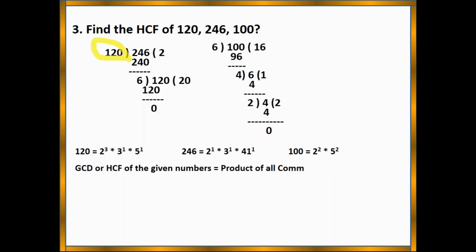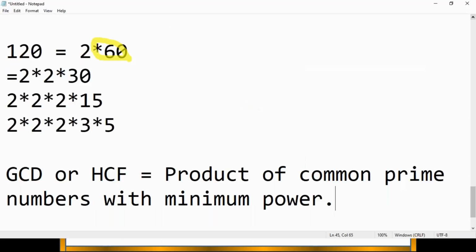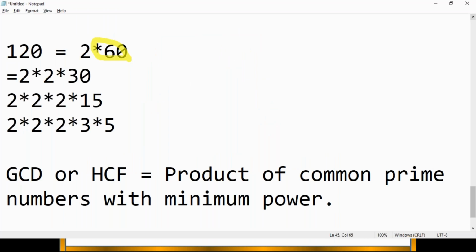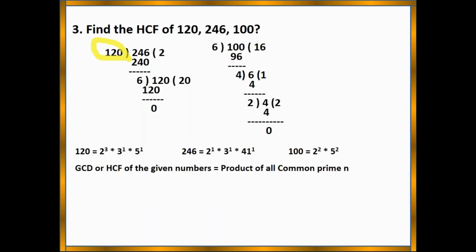In 120, 2 power is 3, in 246, 2 power is 1, in 100, 2 power is 2. We have to take the product of all common prime numbers, with minimum power. Out of 2 power 3, 2 power 1, 2 power 2, which one is the minimum? 2 power 1 is the minimum. So what is the final answer? 2. By using any method, the answer should be the same. Whether by the division method or the factorization method, the answer should be the same.